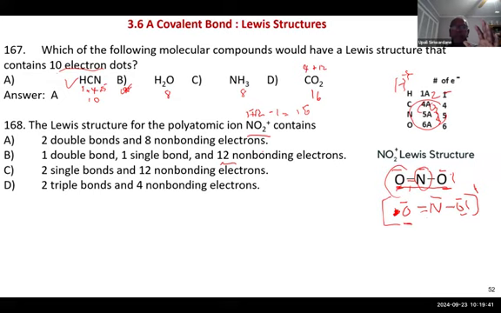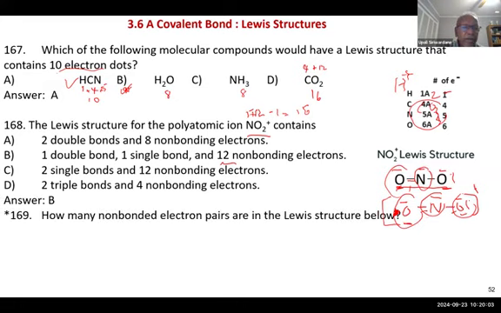There are 16 valence electrons. You try to get all of them octet. So then answer the question. There's one double bond, 1 single bond. That's a single bond here. That's how you get it. How many non-bonded electron pairs are in the Lewis structure below?